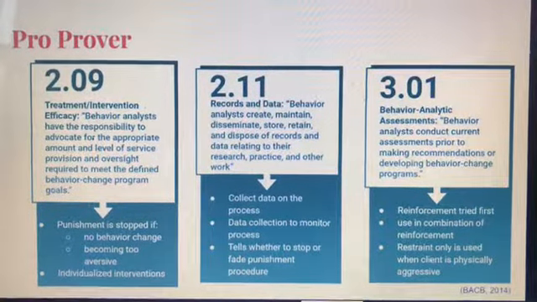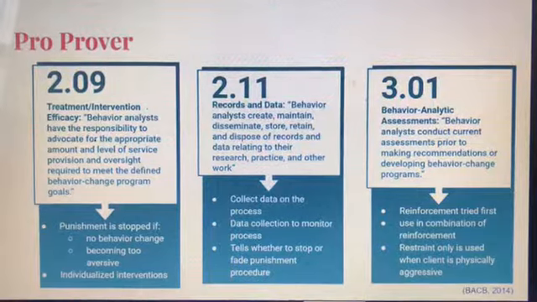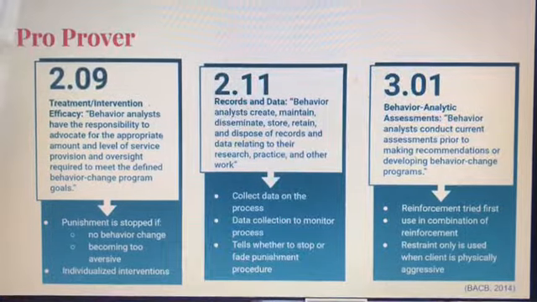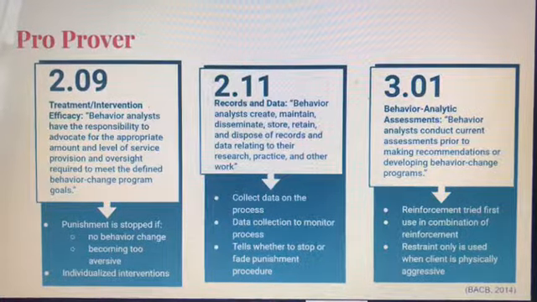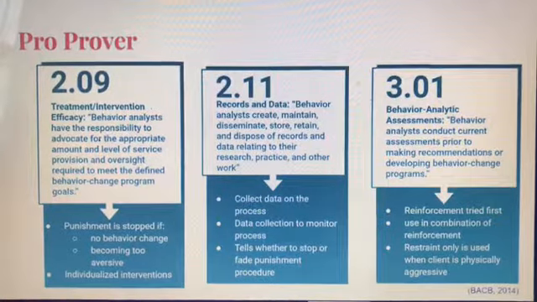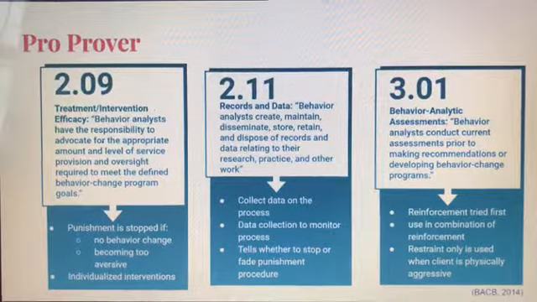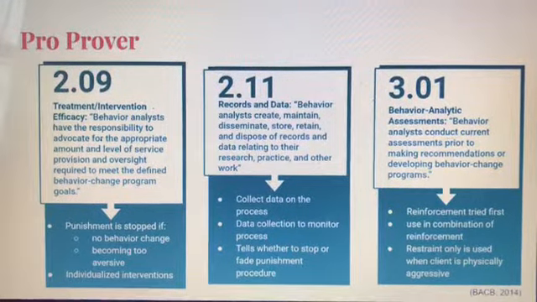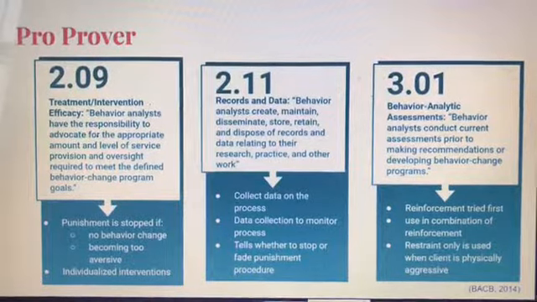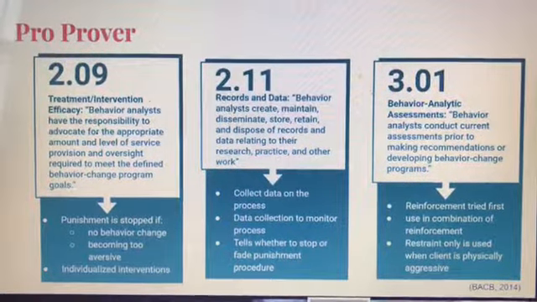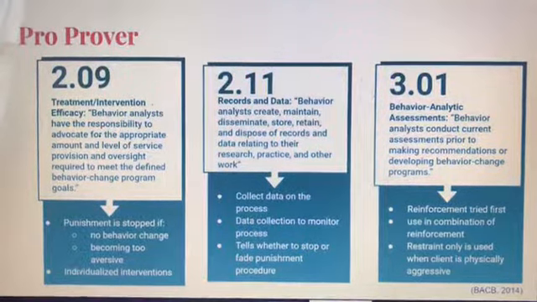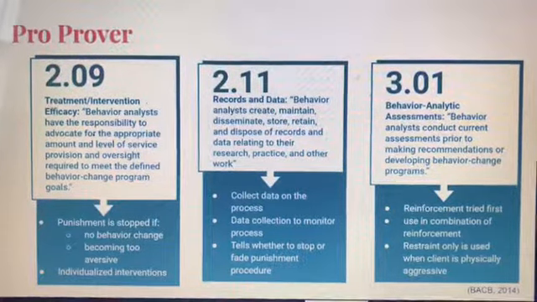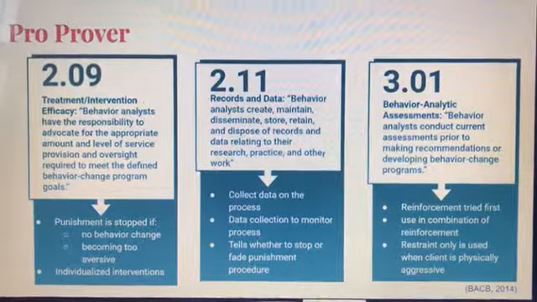There are several evidence-based punishments that can be used to become effective in behavior change with less of a threat of becoming aversive. Of course, if behavior change is not occurring or the procedures are visibly becoming too aversive, the usage should be stopped immediately, and another appropriate method can be tried. This falls under the Ethical Code 2.09, Treatment Intervention Efficacy, which states behavior analysts have the responsibility to advocate for the appropriate amount and level of service provision and oversight required to meet the defined behavior change program goals.